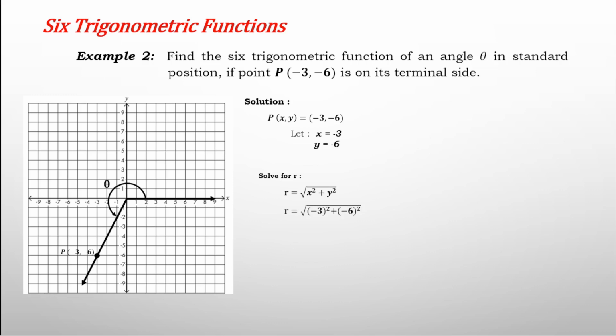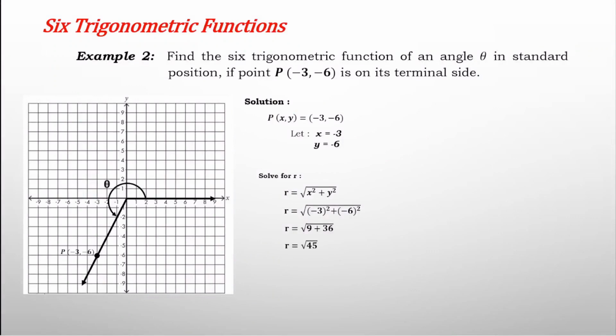which is negative 6. So we have r is equal to the square root of negative 3 squared plus negative 6 squared. Simplifying further, the square of negative 3 is equal to 9, and the square of negative 6 is equal to positive 36. So r is equal to the square root of 45.